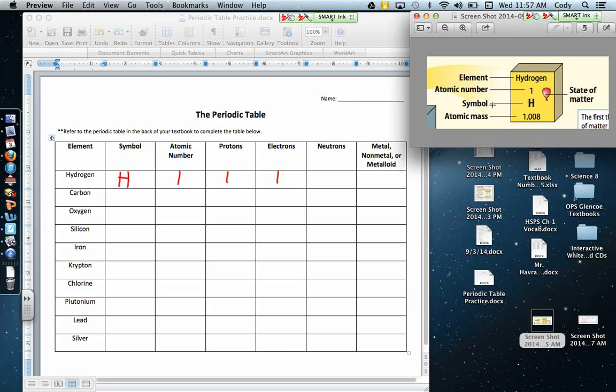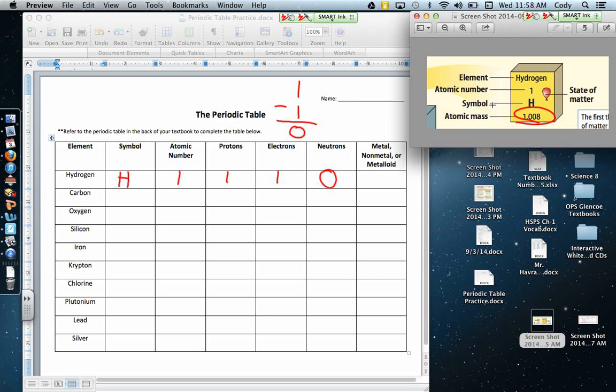The neutrons are tough because you actually have to do a calculation. To calculate the number of neutrons, I need to take the atomic mass and round it. The atomic mass is 1.008, so I'm going to round that to the nearest whole number, which is 1. Remember, atomic mass is the total number of protons and neutrons. So now I take that number and subtract the number of protons from it. I have 1 proton in hydrogen, so I take 1 minus 1, and that gives me the number of neutrons. So I'm going to have 0 neutrons in hydrogen.